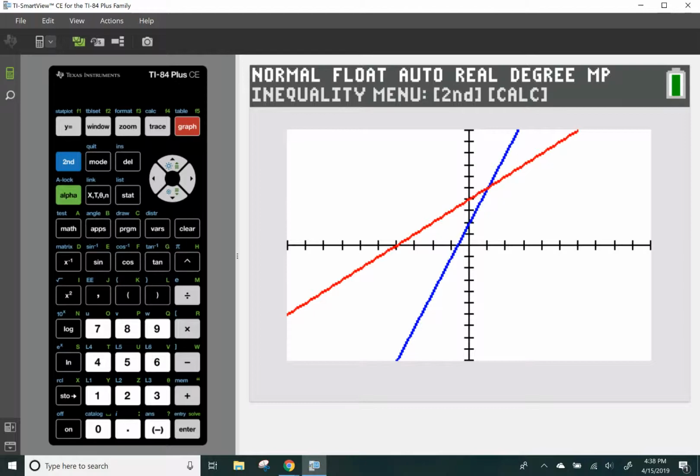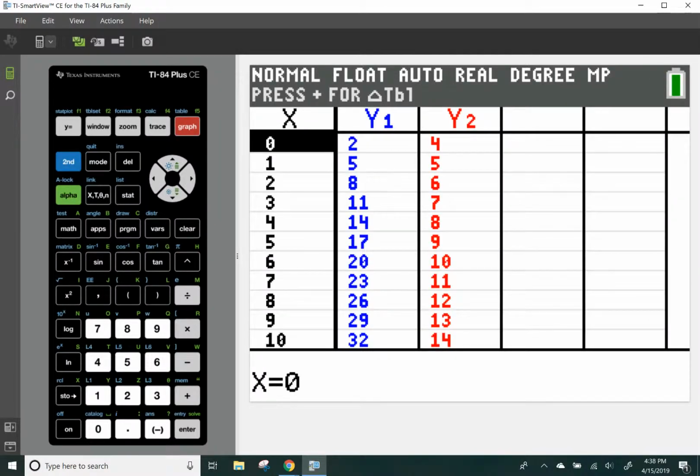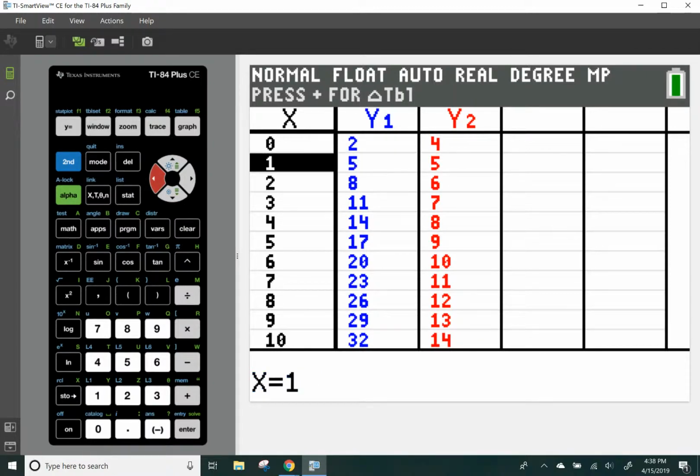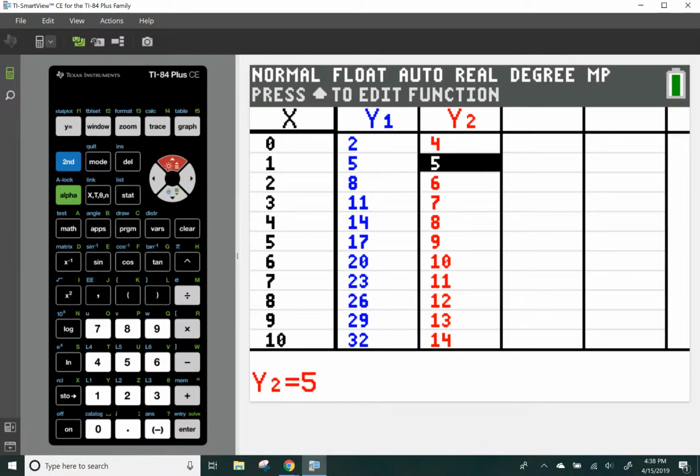All right, so I can tell it looks like it's crossing at about 1, 5, right? But it's kind of hard to tell in the graph. So if you wanted to, you can go to second graph and look at the table. On the table, you're looking for where both y values are the same. You see here, they're both 2 and 4. They're not the same. But here, they're both 5, and that's at x equal to 1. So they're both points 1, 5. So they cross at the point 1, 5.